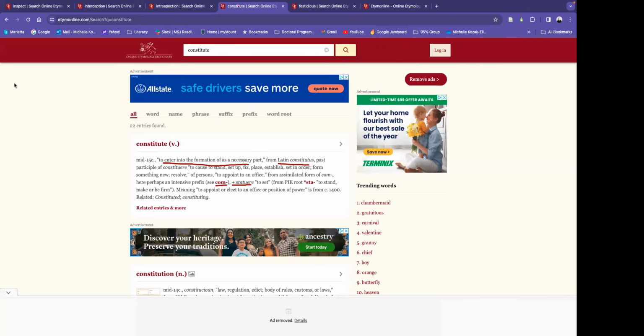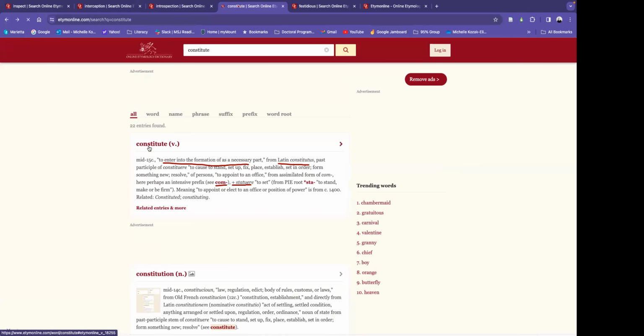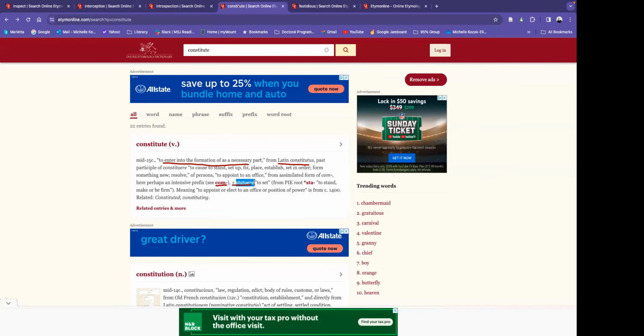And again, if I wanted more information to know that, I could just click on com. It takes me to that, meaning with or together. There's my prefix. Now I can go back. So I've got together, and then I've got this Latin root. Remember, it is not the base that we typically see in our spelling, but it is the root. So I've got this Latin root here, and that's stitute, and it means to set. So to set with is to constitute, and the act of setting with is the constitution, or to stand, or make, or be firm.